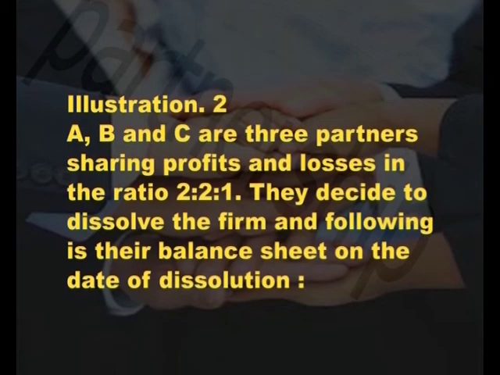The next illustration, A, B and C are three partners sharing profits and losses in the ratio of 2:2:1. They decide to dissolve the firm, and following is their balance sheet on the date of dissolution.